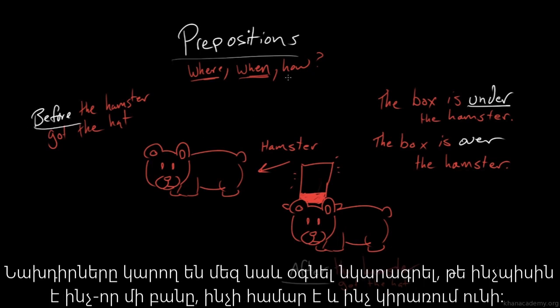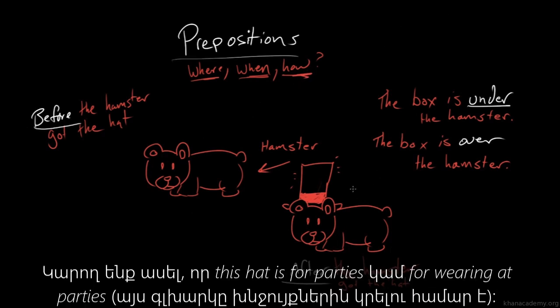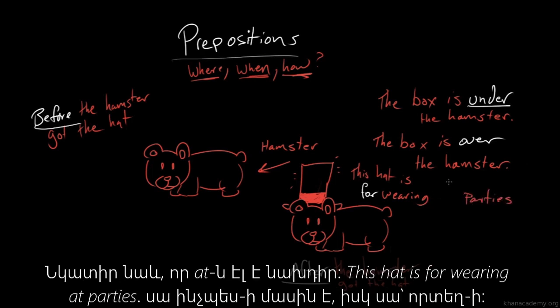But another interesting thing that prepositions can do is they can also help express how something is, or what it's for, what its use is. So we could say that this hat is for parties, or is for wearing at parties. Oh, and at also is a preposition. This hat is for wearing at parties. So this is the how, and this part is the where.